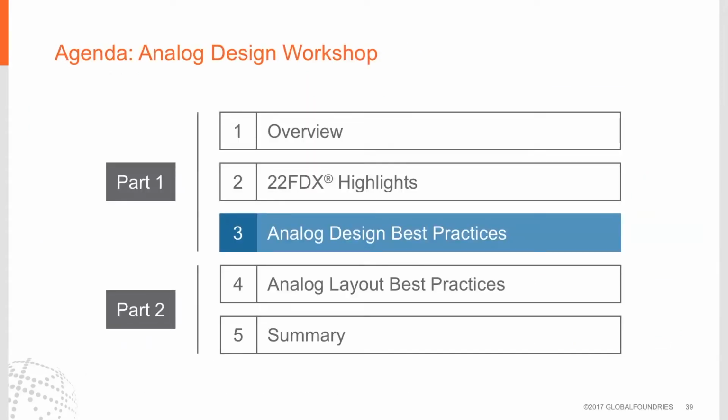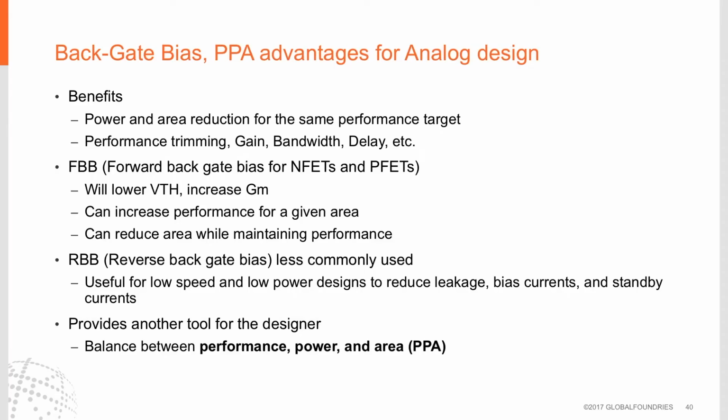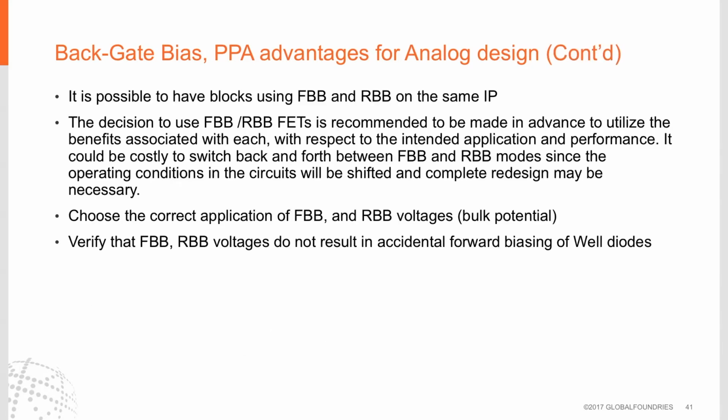In this next section, we'd like to go over some of the techniques employed with backgate biasing on certain selected circuits. What are the advantages of backgate biasing? You can trade off power and area reduction for the same performance target. It can be used for trimming, gain, bandwidth, delay, etc. You can employ forward backgate biasing to lower the threshold of the device and increase the GM. You can employ reverse backgate biasing to save power and reduce leakage. So this provides a trade-off between performance, power, and area.